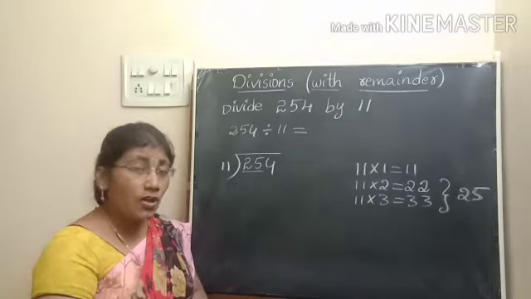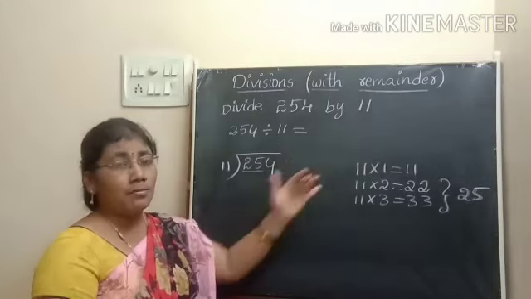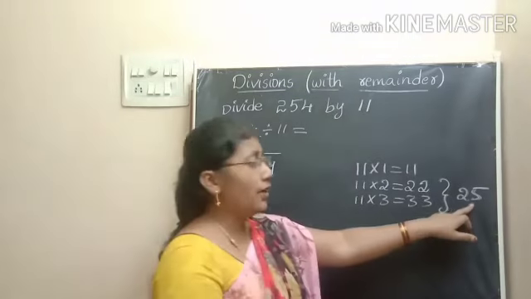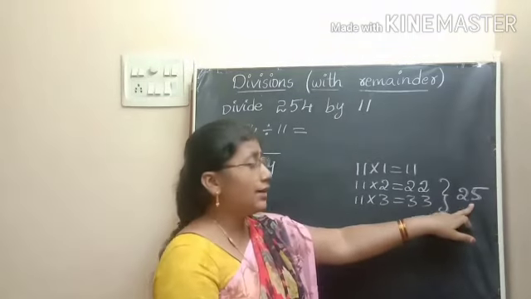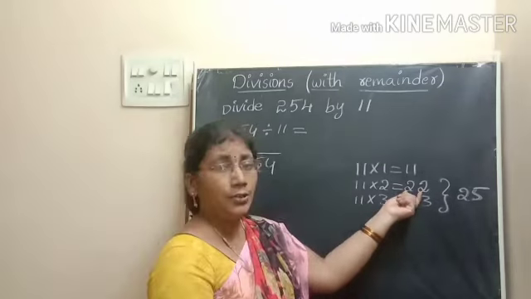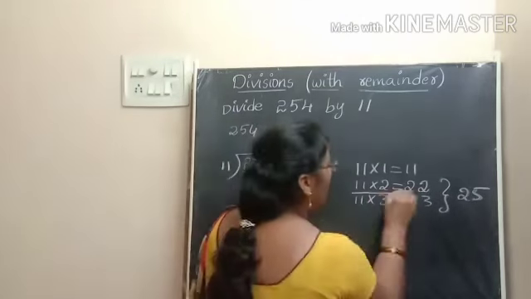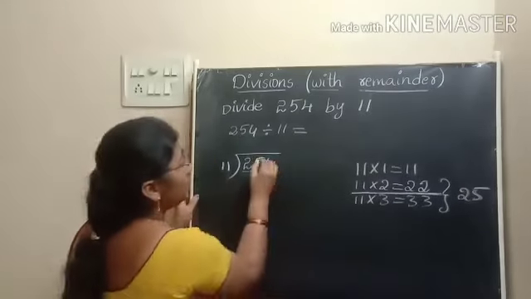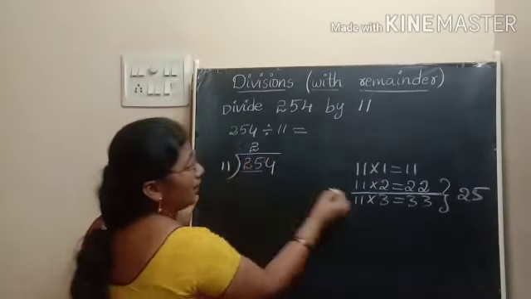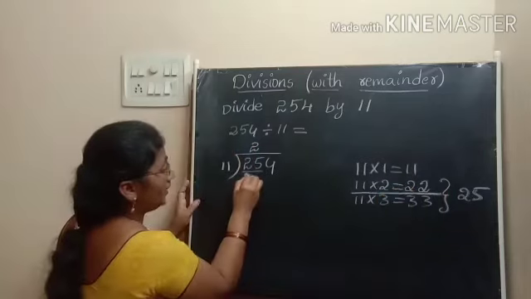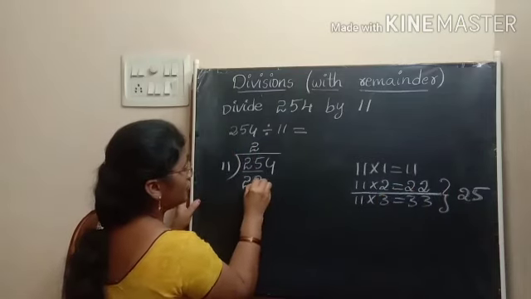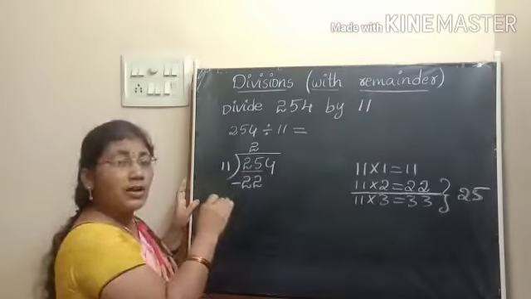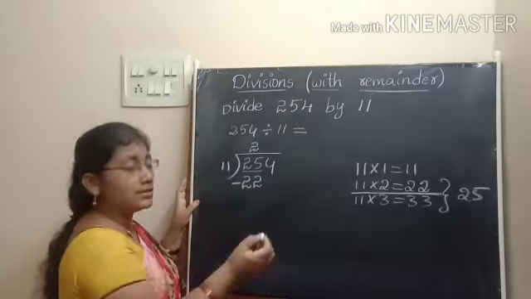But we should always take the before number. Understood, children? We need 25, so we have to take the before number, 22. So we should take the second step. We should write the step number as coefficient and the product here, and take the subtraction between these two lines.